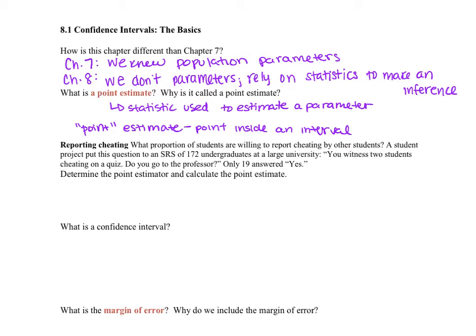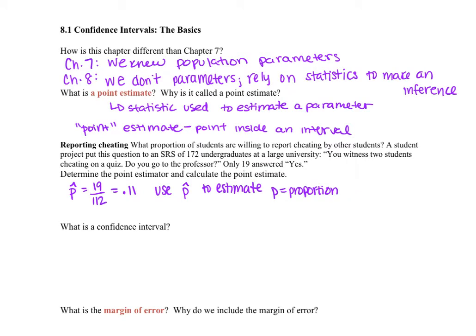A student project put this question. They took 172 undergraduates and said, you witnessed 2 people cheating on a quiz. Do you go to the professor? 19 of them said yes. So that would be a proportion. That's a sample proportion. 19 out of 172 people say yes. That's about 11%. So that's our p-hat. We are going to use this p-hat to estimate P, the proportion of all students who would report cheating.